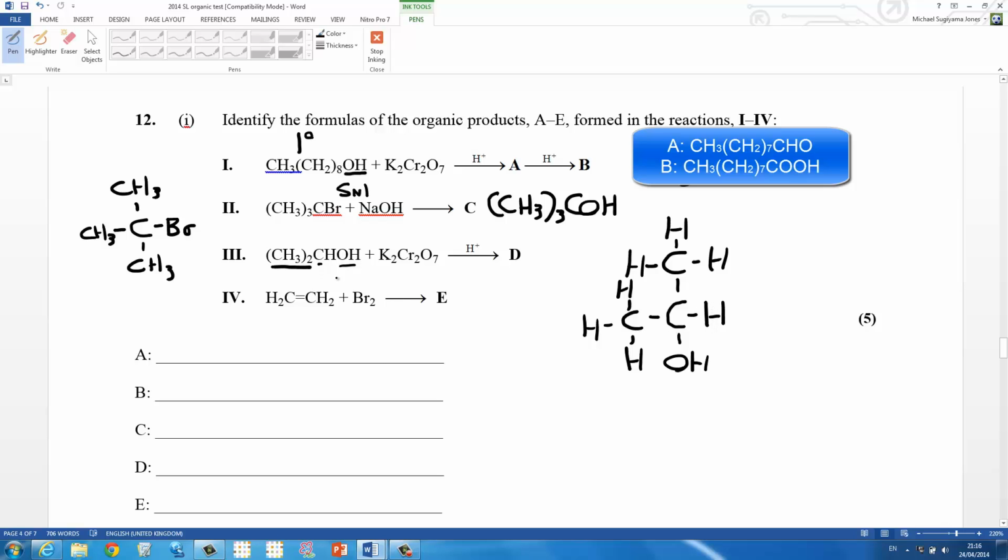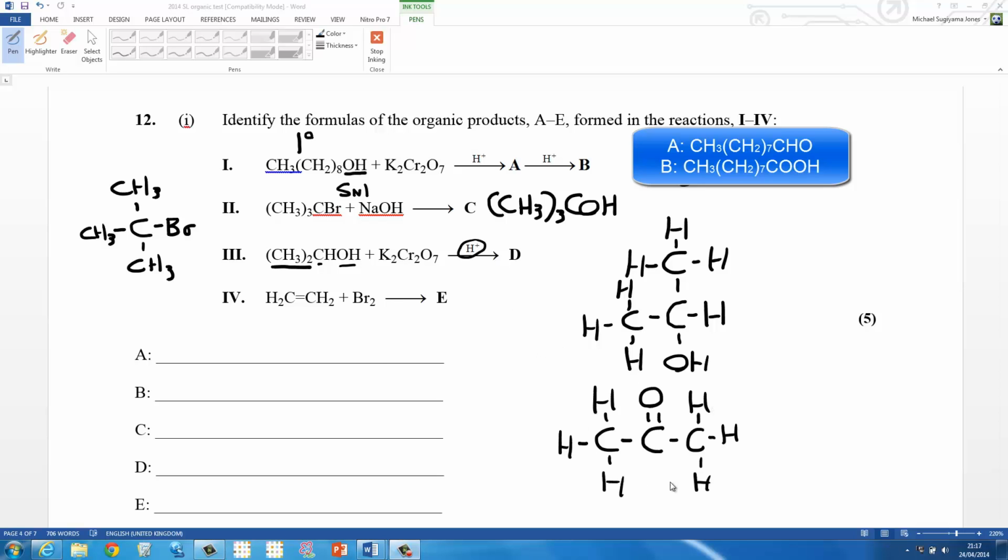So we're oxidizing a secondary alcohol with acidified potassium dichromate, heat under reflux, there's your acidified, and we're going to make a ketone. So here's the structure of the ketone, and you could draw this like this, or you could have it like this. I think either one of these would be okay.